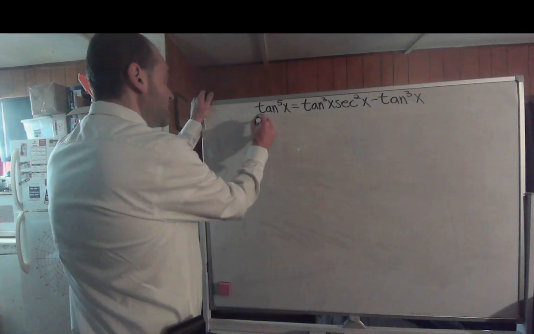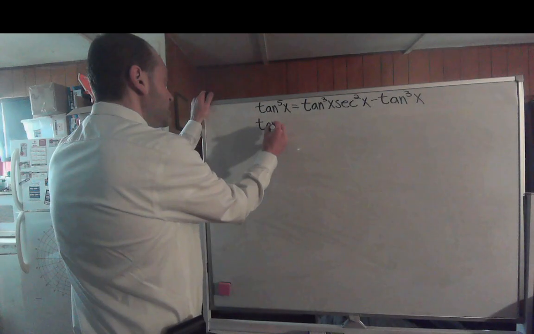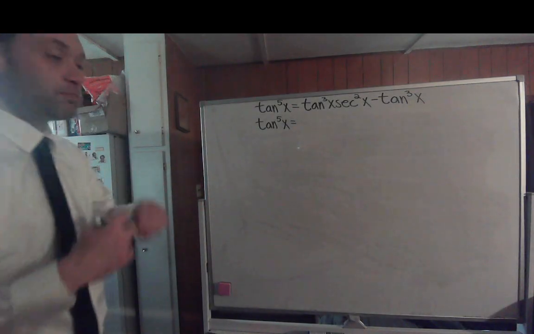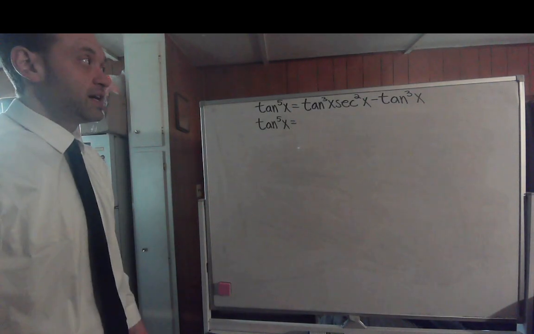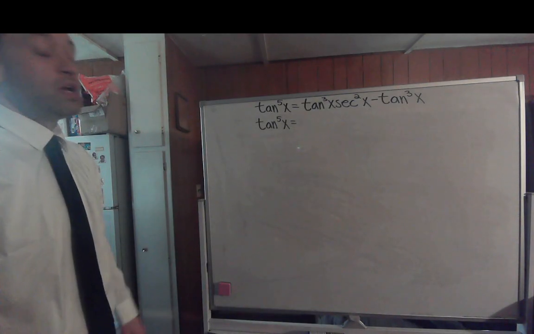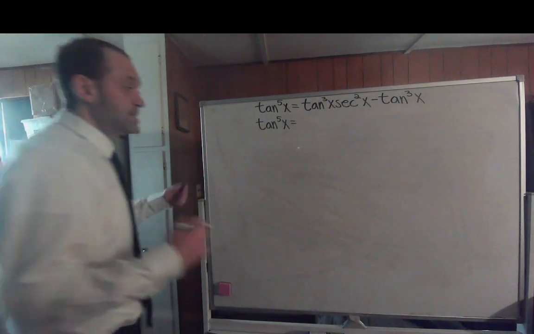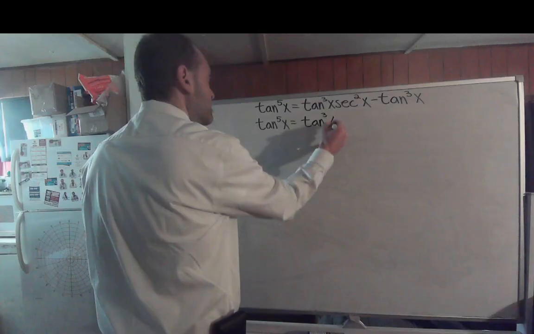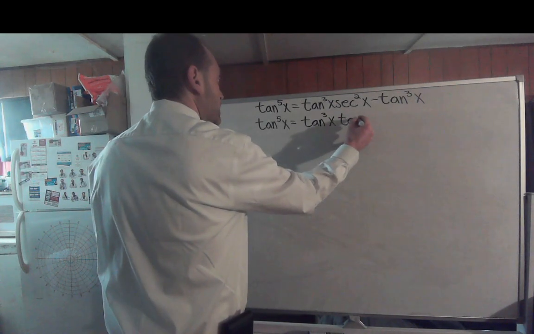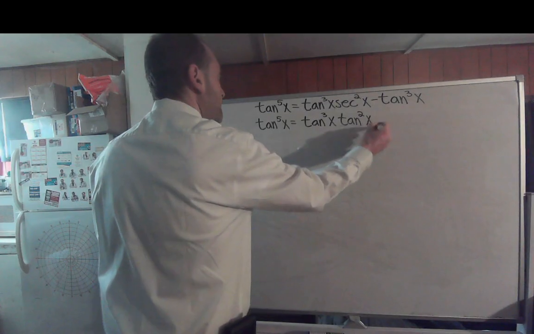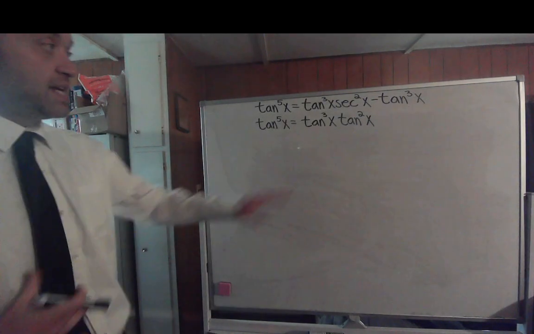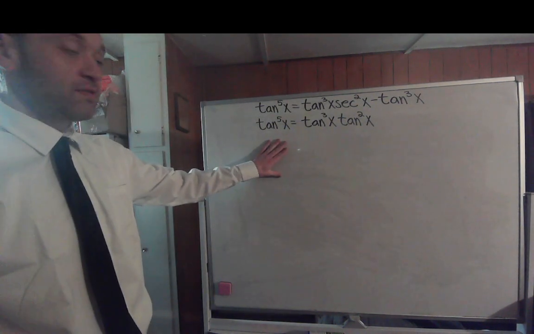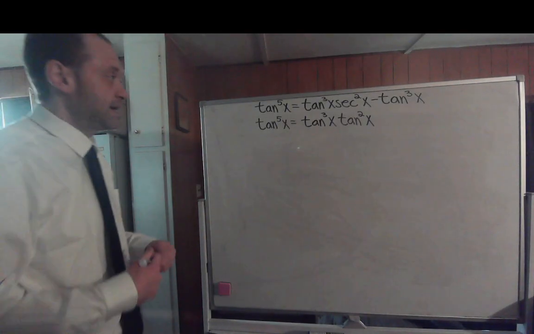So let's start with the left-hand side. Tangent 5 of x. Well, how can we simplify the tangent 5 of x? This isn't as bad as you think. Isn't this going to be the same thing as the tangent cubed of x times the tangent squared of x? If you take the tangent cubed of x times the tangent squared of x, you'll get the tangent fifth of x. So that's actually not that bad.